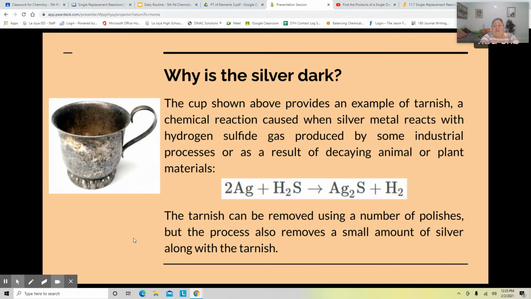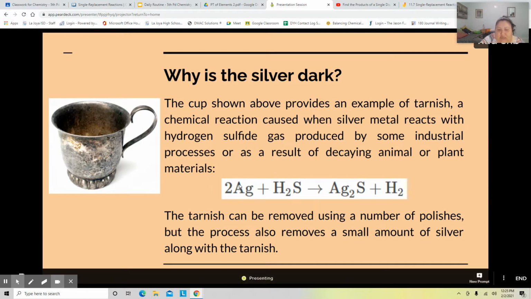And here is your first example of a single replacement reaction. And the fact that it says single, that's probably going to tell you that a single element is being replaced, right? You can probably figure that out on your own just by looking at it. What is being replaced in this case? Who's doing the replacing? I got silver, right? Ag. Silver is replacing who in this compound? Hydrogen sulfide. Who is silver replacing? Hydrogen. Very good. Thanks, Jeremiah. Yes, silver is replacing hydrogen.